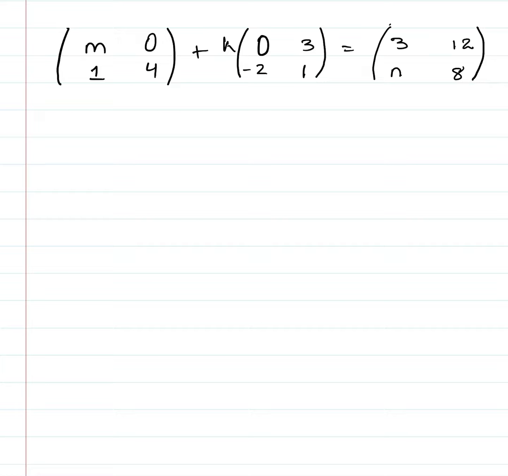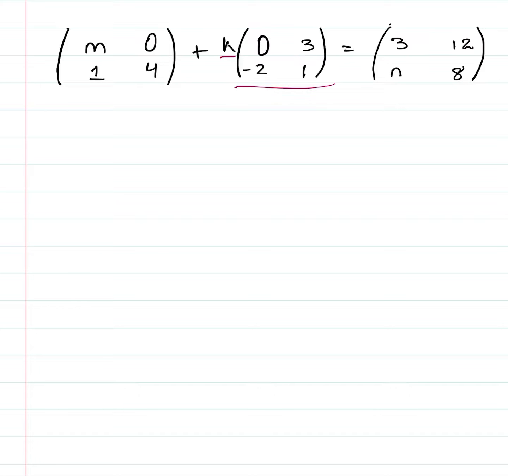Good morning, guys. We're going to quickly solve this matrix question, which, as you can see here, has two matrices added to each other, and we have it equal to another matrix. All of these matrices are 2 by 2 matrices. So let's get started. As you can see here, we have a K, and this K is being multiplied out throughout this whole entire matrix.